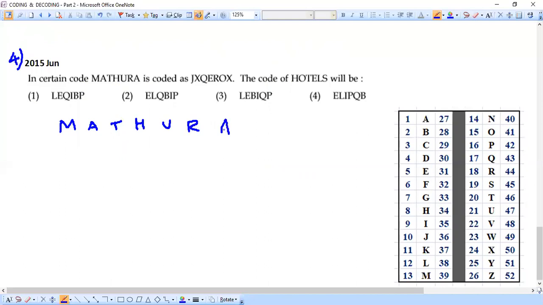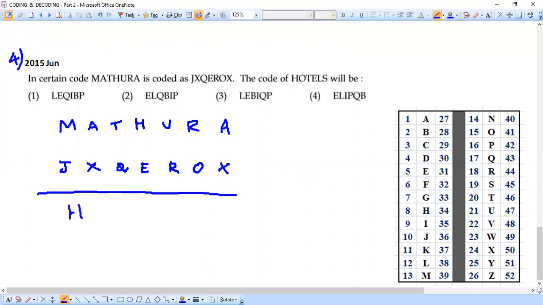is coded as, see here, this has been coded like JXQE RO and again X. Then the question says, find what will be the code of the word HOTELS. This is our question. So we need to find the respective code for this word HOTELS.